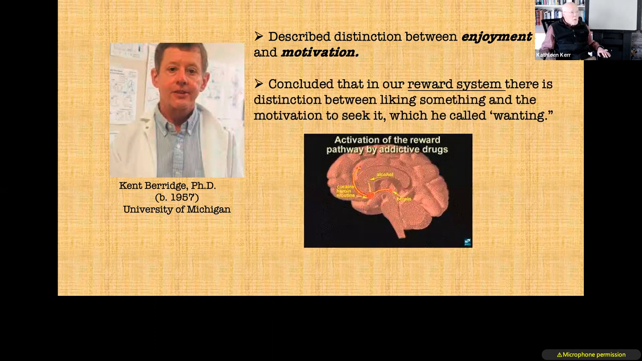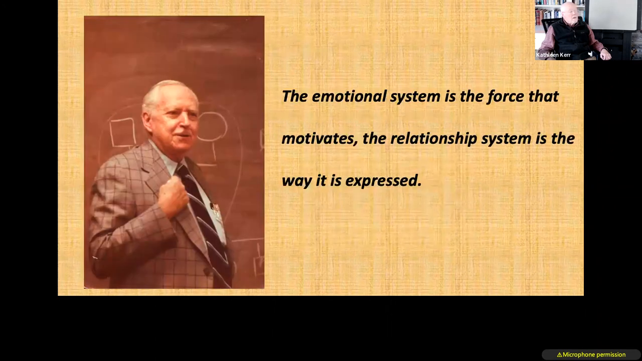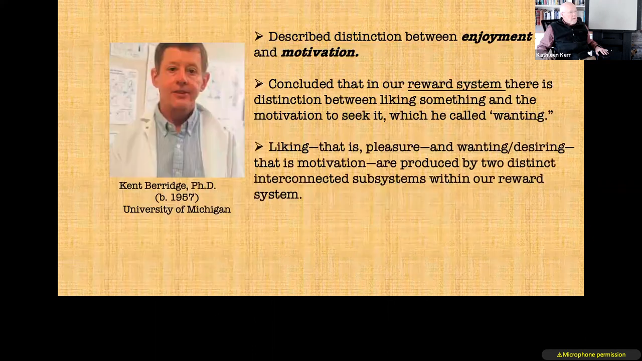So he concluded that in our reward system, there is a distinction between liking something and the motivation to seek it, which we call wanting. So activation of the reward pathway by addictive drugs would then motivate one, for example, to seek those drugs if they wanted them. So the emotional system, again, is the force that motivates. The relationship system is the way it is expressed. So liking, that is pleasure, and wanting, desiring, that is motivation, are two separate things, produced by two distinct interconnected subsystems within our reward system.